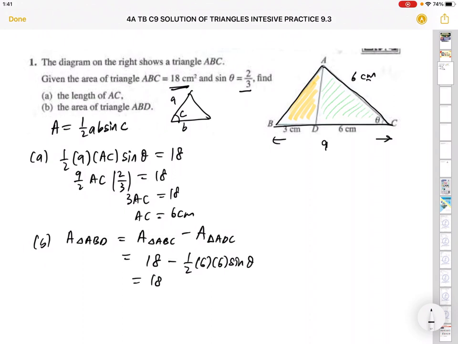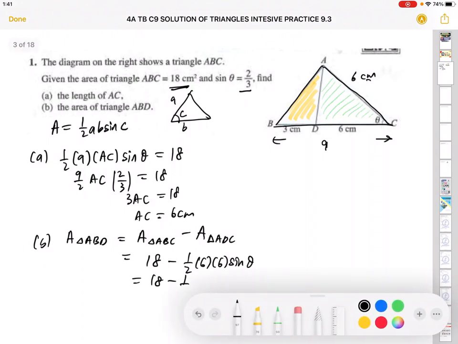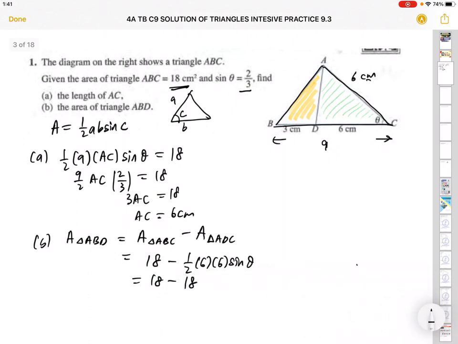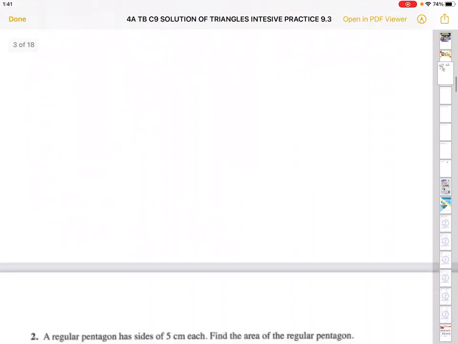So we can just count this, this is 18, right? Half times 6 times 6 is just 18. Sine theta is 2/3. 18 times 2/3 is 12. 18 minus 12, your area is 6 cm squared. All right. Okay, the second one is quite interesting.